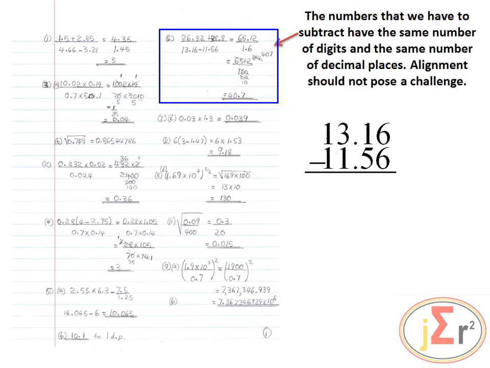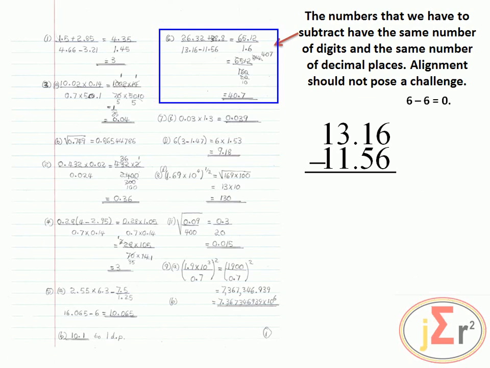The numbers that we have to subtract have the same number of digits and the same number of decimal places. We need to subtract these. Same number of digits, same number of decimal places. Alignment should not pose a problem. So we just write them down. No problem with the alignment there. If we write them vertically below each other, then we should have no difficulty.